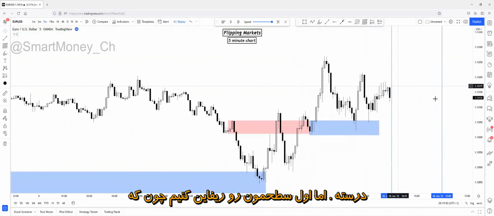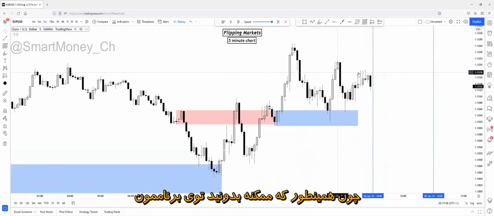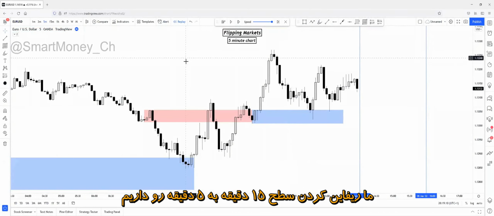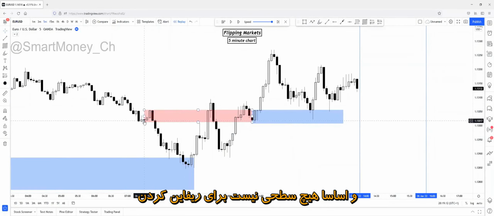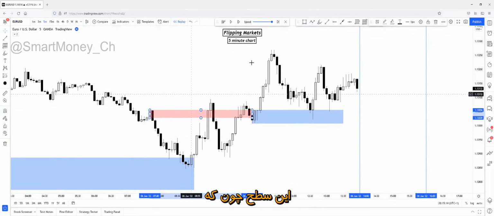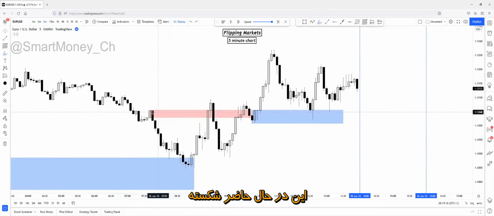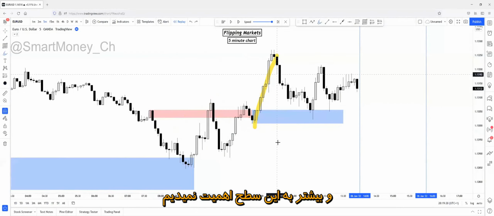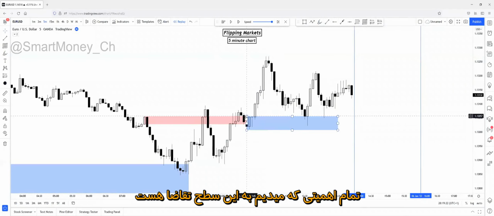That's right. But first, refine our zones because, as you may know, in our plan, we have a zone refinement from a 15-minute zone to a 5-minute zone. So there's no point in refining this zone because it has already been broken. We don't really care about this zone. It has been mitigated. It has been broken. We don't care about this zone anymore. All we care about is this demand zone.